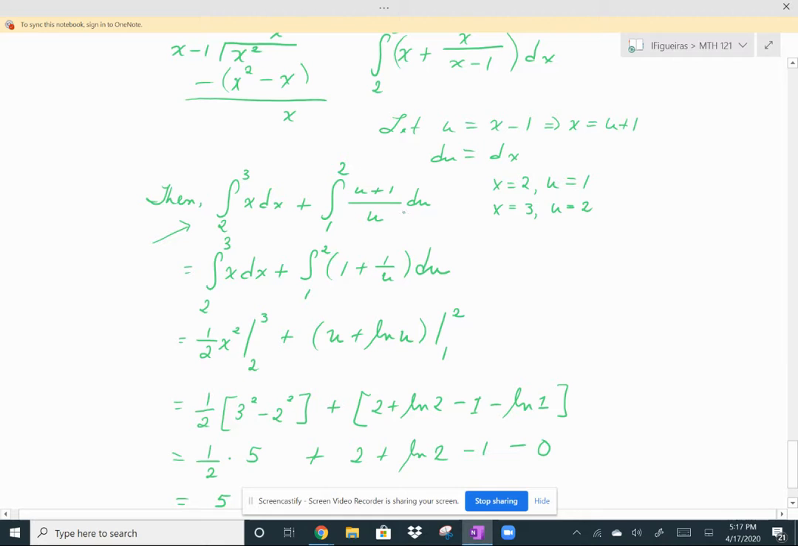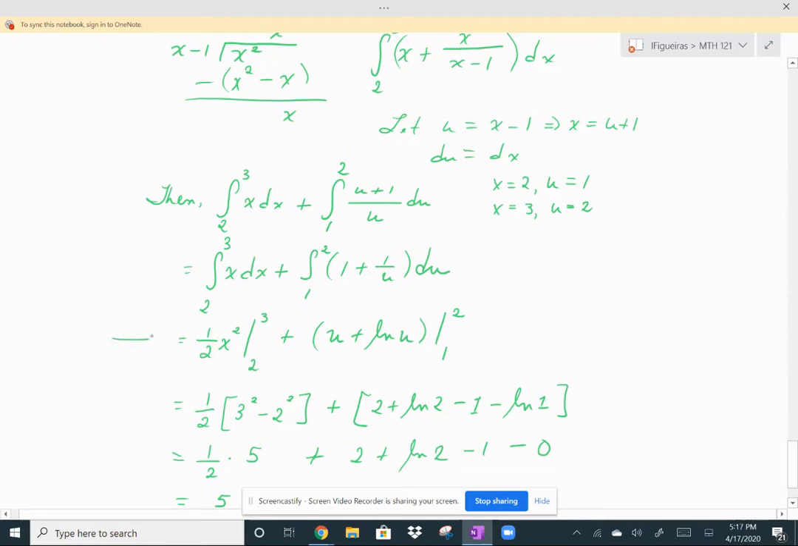But before I can actually integrate this, because again, we don't really have a rule to integrate that, we have to do a little bit of algebra, which is to divide each term by u. So u over u is 1, and 1 over u is 1 over u. So we are integrating this here, the integral from 2 to 3 of x dx, plus the integral from 1 to 2, remember that came from here, new limits, because they're in terms of u, of 1 plus 1 over u.